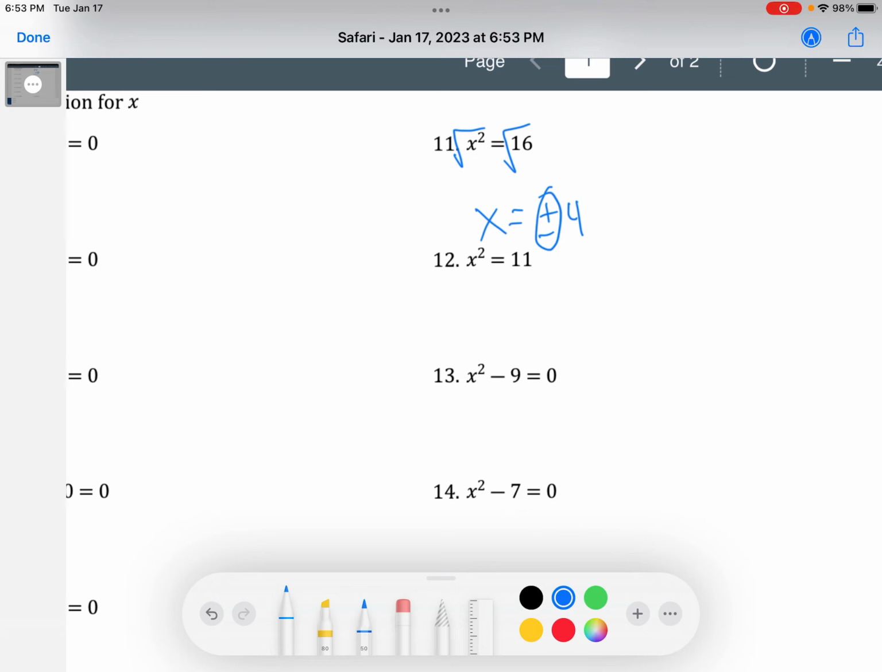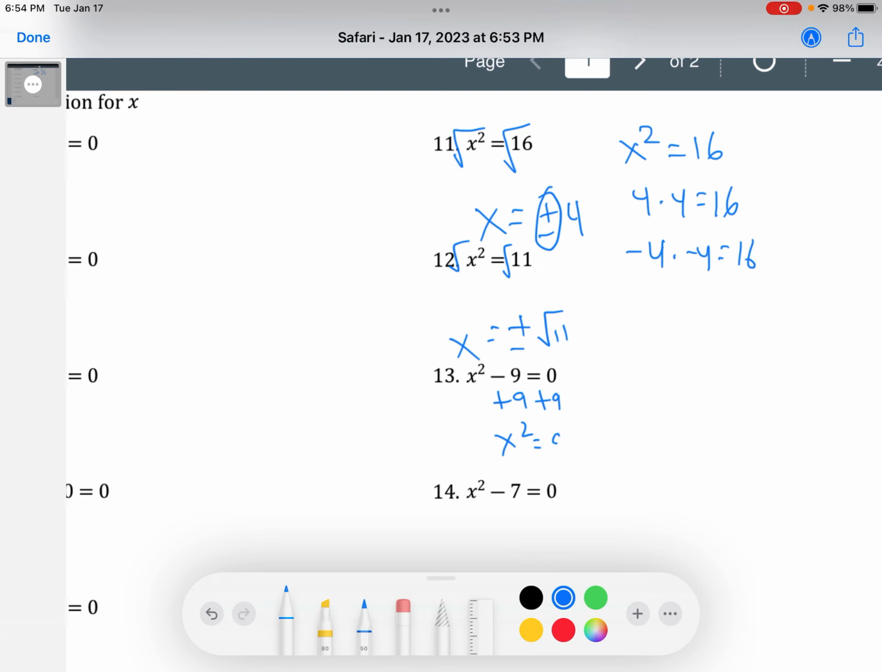Okay, why does the negative 4 work? Well, my original equation was x squared equals 16, so 4 times 4 equals 16, but negative 4 times negative 4 is also 16. So the negative is just as much a solution as the positive. Okay, same deal. x equals plus minus square root of 11. Okay, this one, it's a little bit different here. Probably the best thing to do is to add 9 to both sides. x squared equals 9, take the square root, x equals plus minus 3.